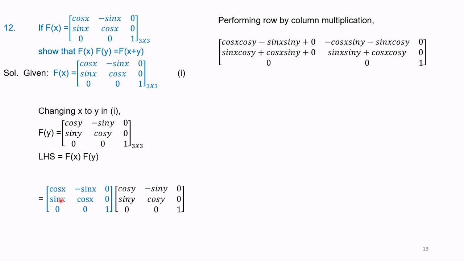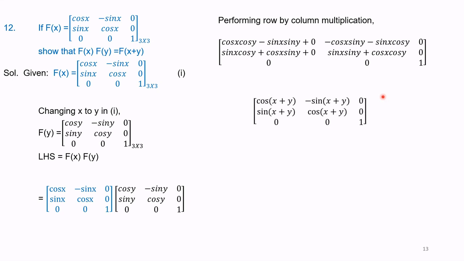Then second row, first column, sin x cos y plus cos x sin y plus 0 into 0 is 0. The third row is again multiplied in the same way. 0 into first row, first item 0, 0 into sin is 0 and all are 0. Then the second element also is 0. So third row, second column is also 0. Then third row, third column is, we have 0 into 0 is 0, 0 into 0 is 0, plus 1 into 1 is 1. The last item is 1. So we have performed row by column multiplication.